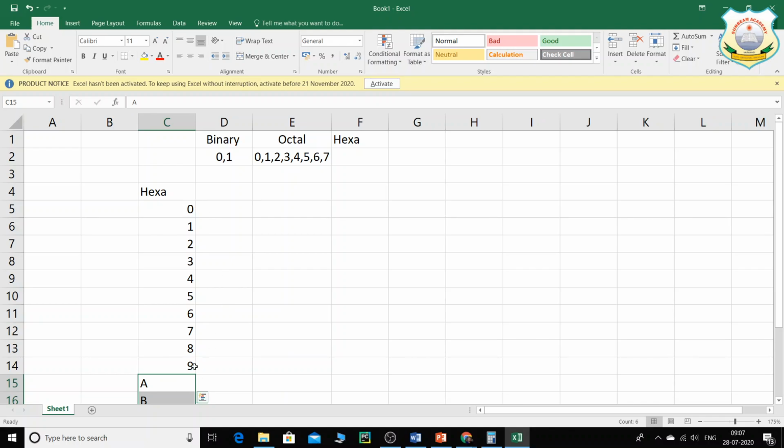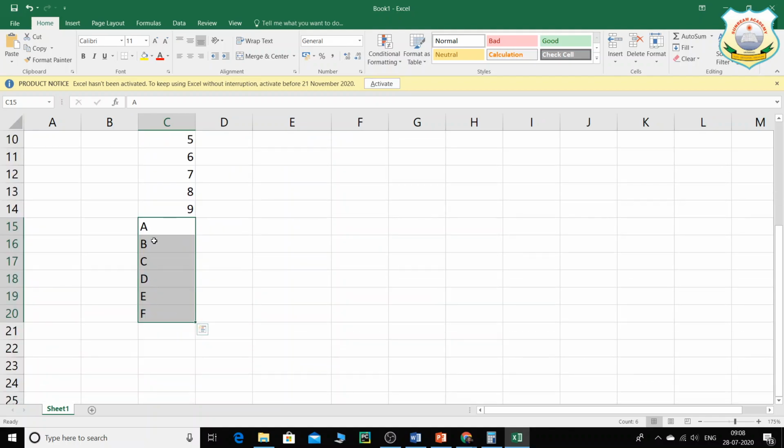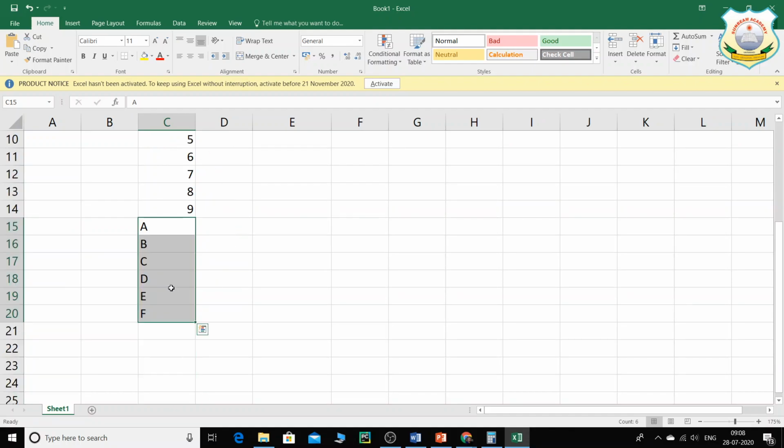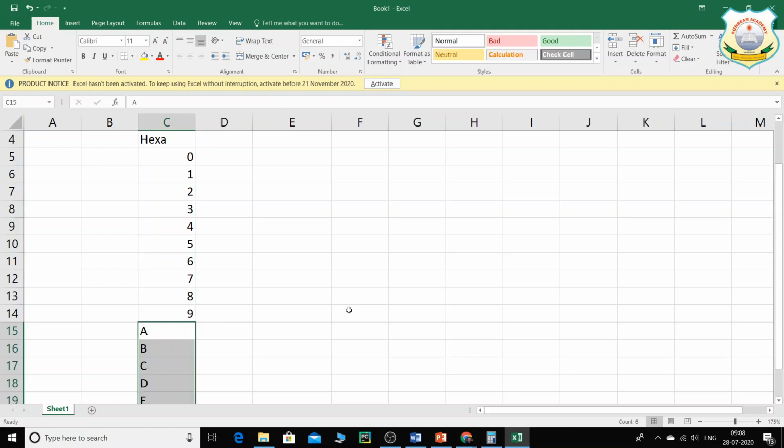0 to 9 is 10 symbols, since we are starting from 0. Then A is 10, B is 11, 12, 13, 14, and 15. So in total we have 16 symbols in the hexadecimal number system.